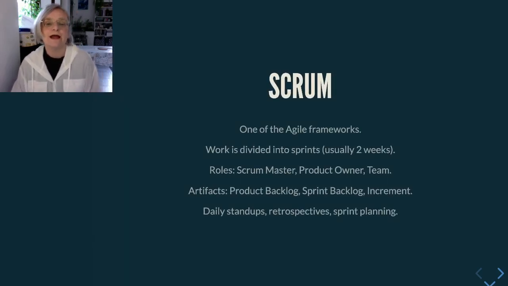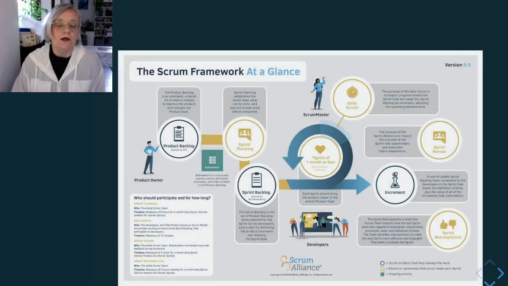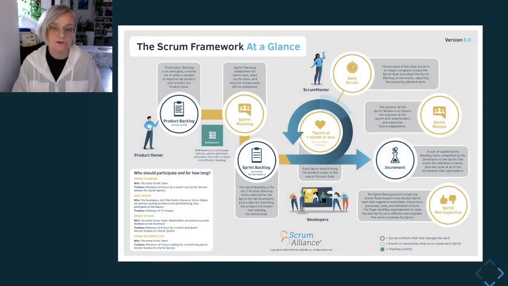Now let's look at Scrum, one of the most popular Agile frameworks. You work in short sprints, usually 2 weeks. You have 3 roles: product owner, who decides what should be built; Scrum Master, who helps the team stay focused and remove blockers; and the team, which is the developers.